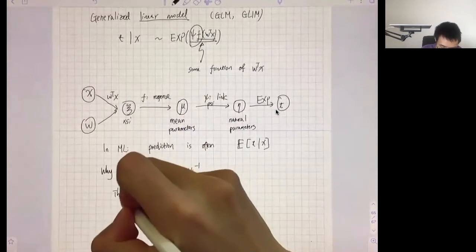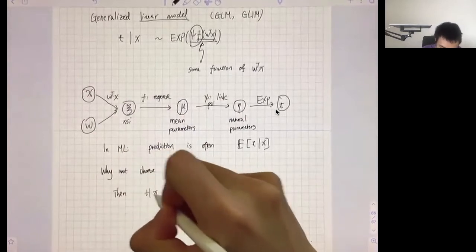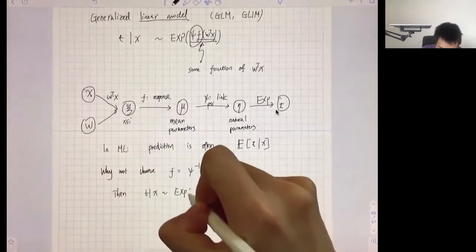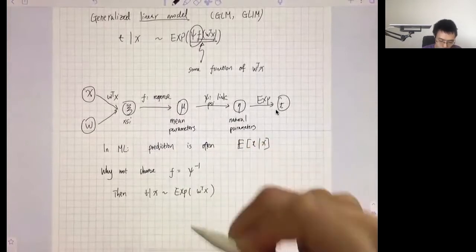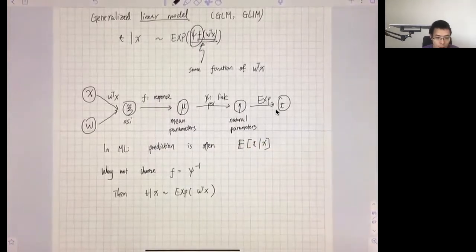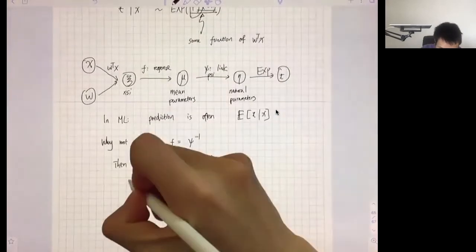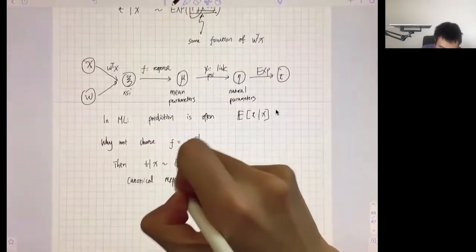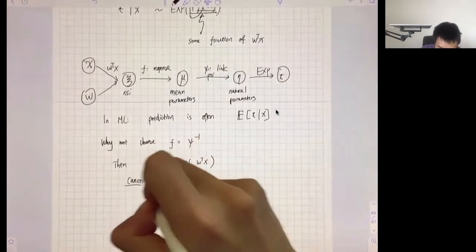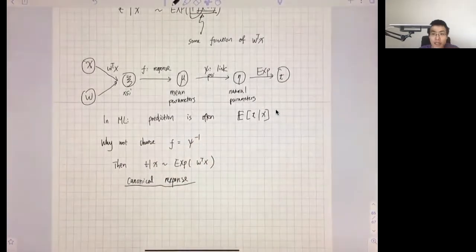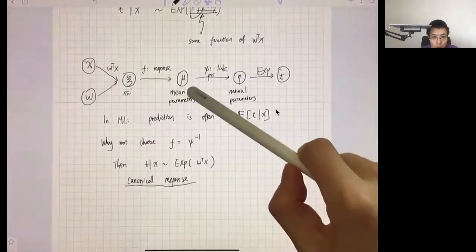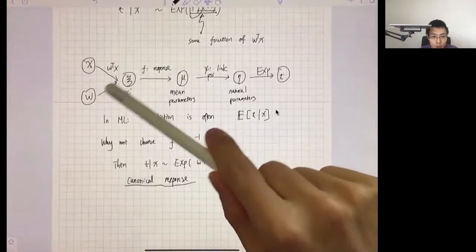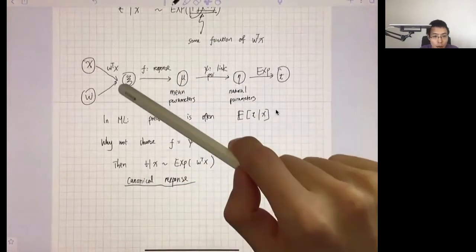Then my model is T given X is the exponential family of W transpose X. If that happens, we call it canonical response. This is the most widely used assumption in the generalized linear model. By default, we just have the canonical response. You don't have to go to the mean parameter and then get the natural parameter. You directly get the natural parameter by the psi.